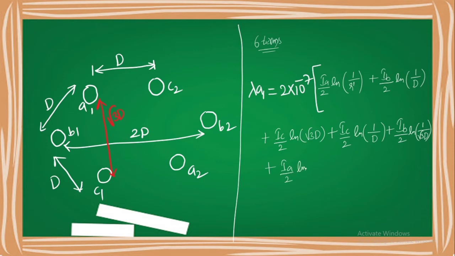So it is IA by 2 into ln of 1 by, now these two are the extreme corners. B1, B2 are the extreme corners. So the distance is 2 times D. A1, A2 are the extreme corners. Again the distance is 2 times D. C1, C2 are the extreme corners. The distance is 2 times D. So it is ln of 1 by 2 times D.